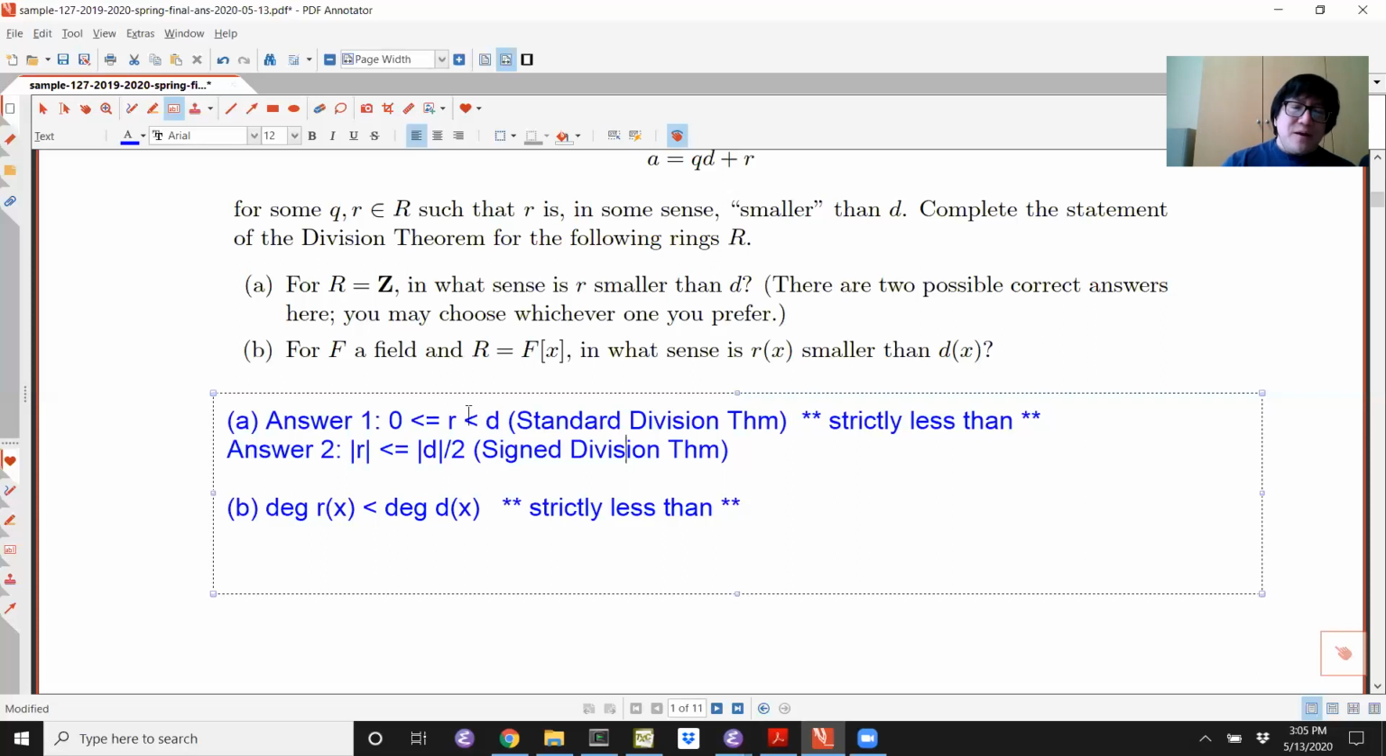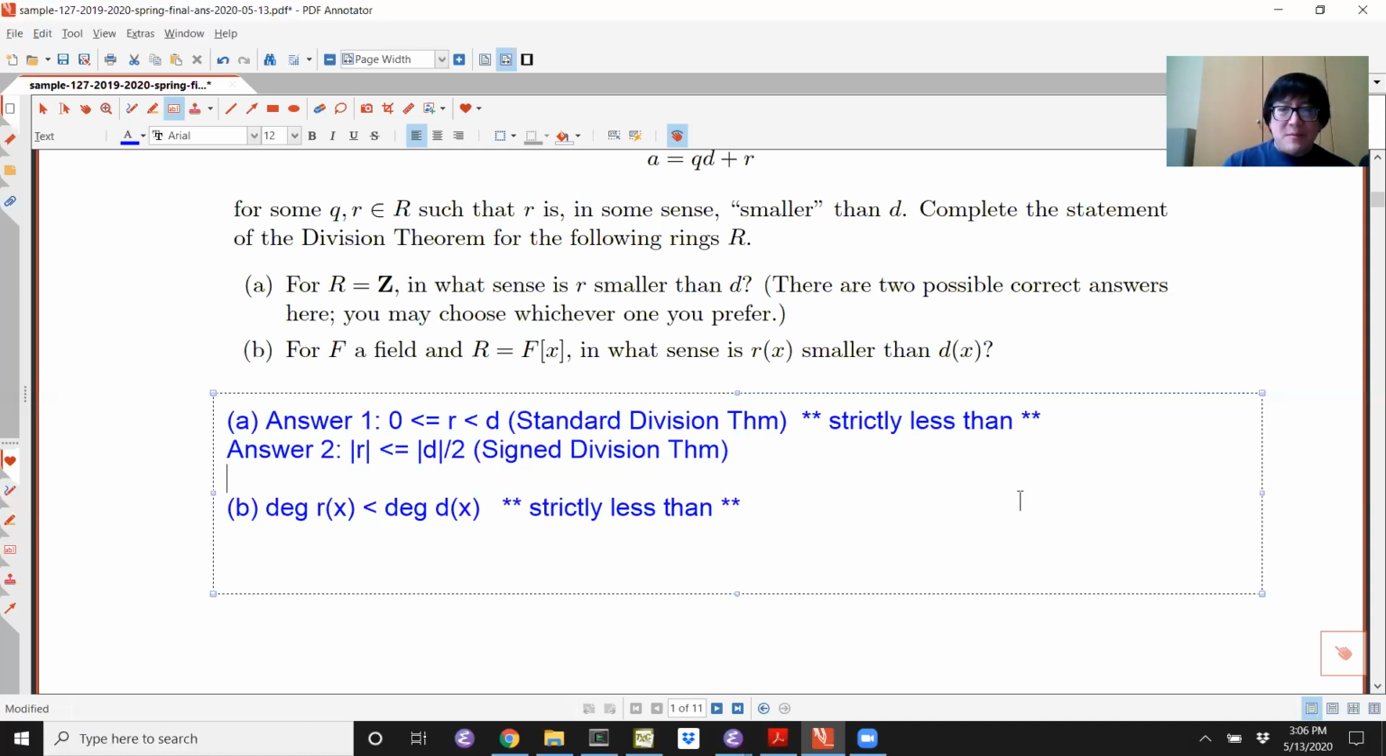The point is that the size of your problem gets strictly smaller, and that's true here. All you really need is that the absolute value of r is strictly less than the absolute value of d. But less than or equal to the absolute value of d over 2 is even better. Not only is the remainder smaller than the divisor, it's at most half the size of the divisor, so it's quantifiably exponentially smaller.